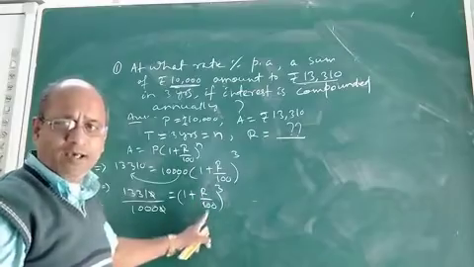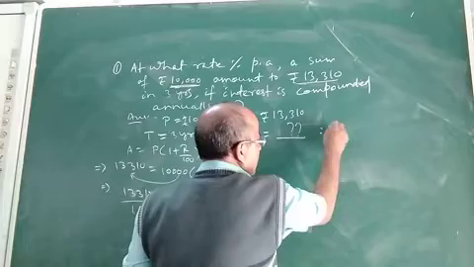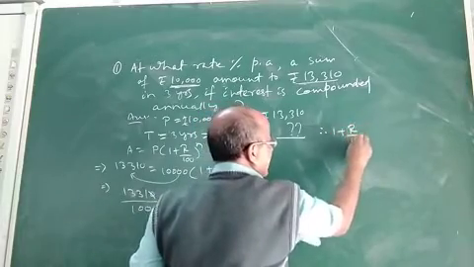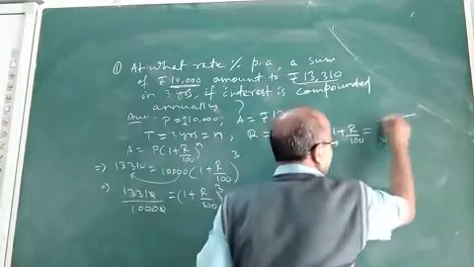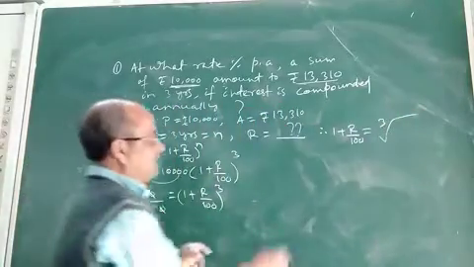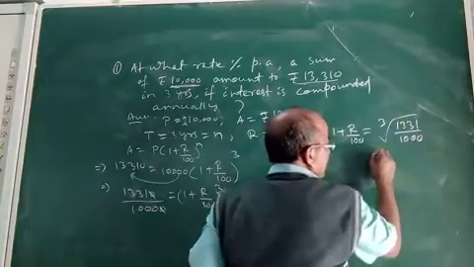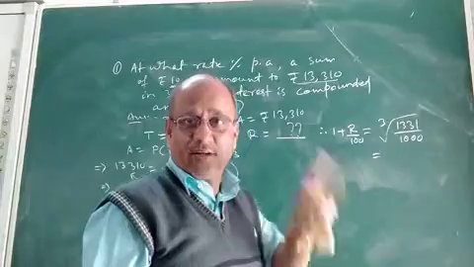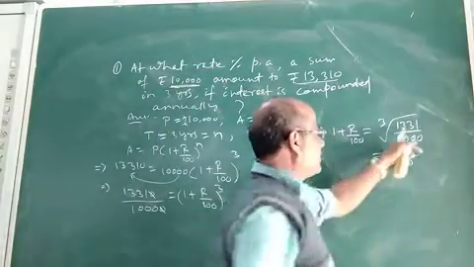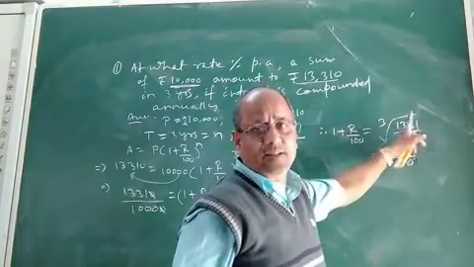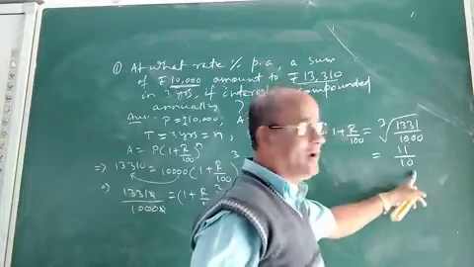Now we are given 1 plus R by 100 cube is this much. So therefore, first you find 1 plus R by 100. It will be equal to definitely cube root of this number, that is 1331 by 1000. Okay. Now what is the cube root of 1331? You know it will be 11 and this will be 10. Cube root of 1331 is 11 and the cube root of 1000 is 10. So 1 plus R by 100 is 11 by 10.